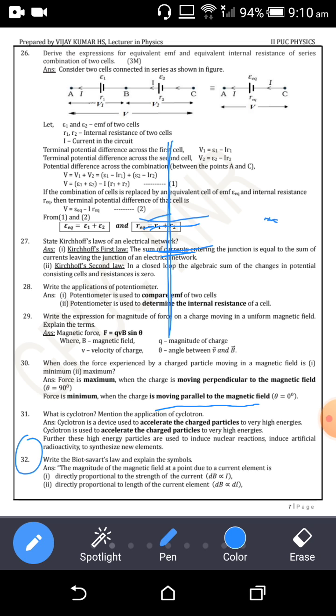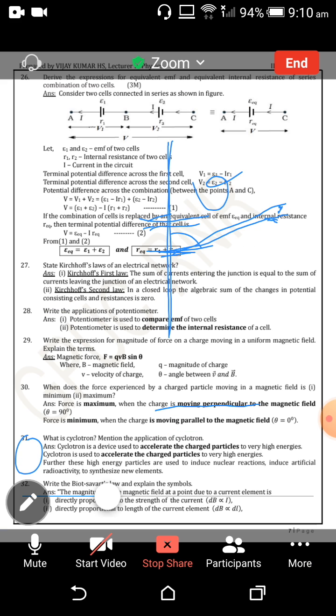Then we will find it by drawing a position vector, which makes an angle of θ. We are going to find the magnitude of the magnetic field at this point. This magnitude of the magnetic field depends first of all upon the strength of the current; it is directly proportional to the strength of the current.